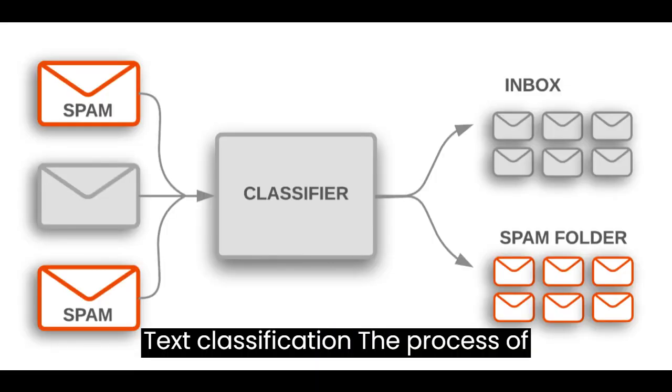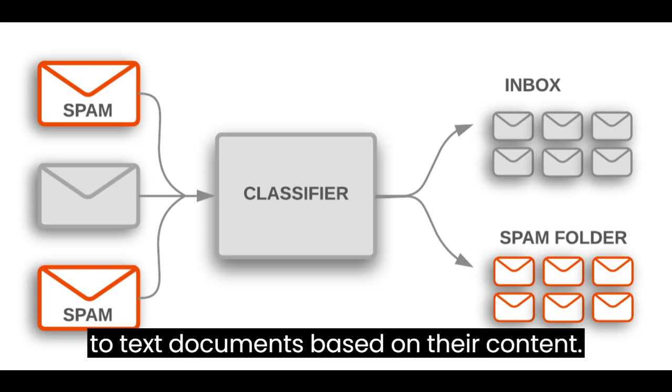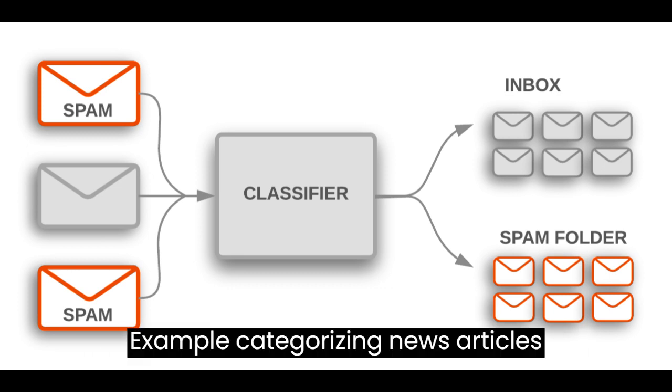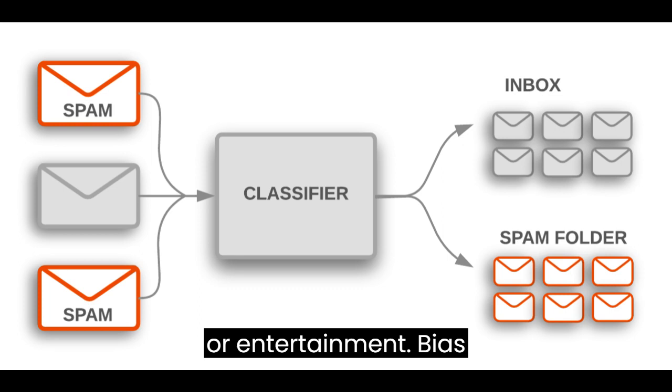Text classification, the process of assigning predefined categories or labels to text documents based on their content. Example: categorizing news articles into topics such as politics, sports, or entertainment.